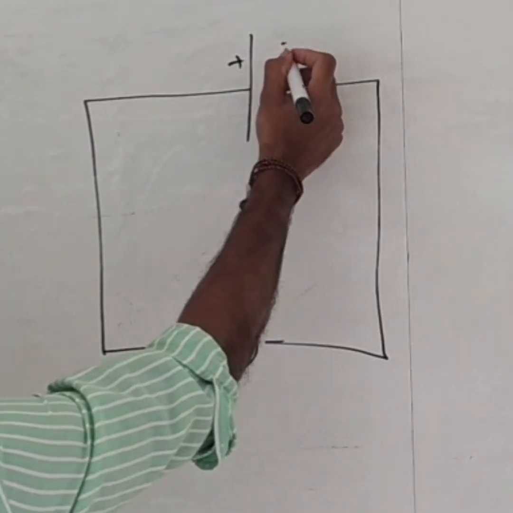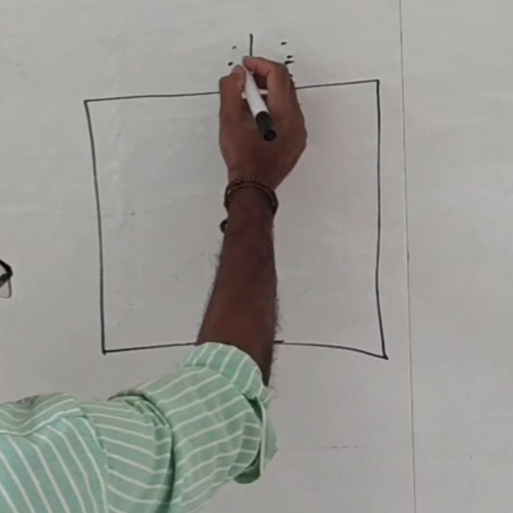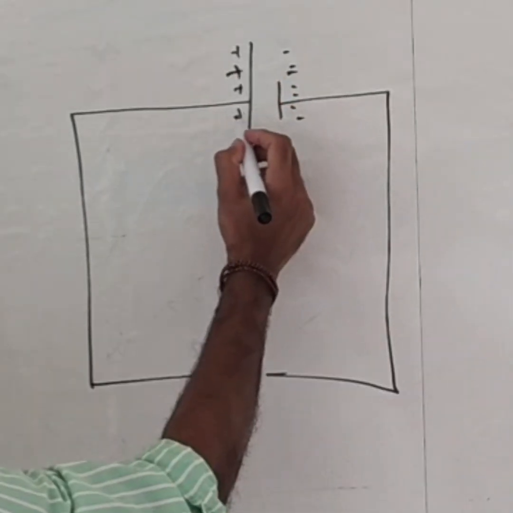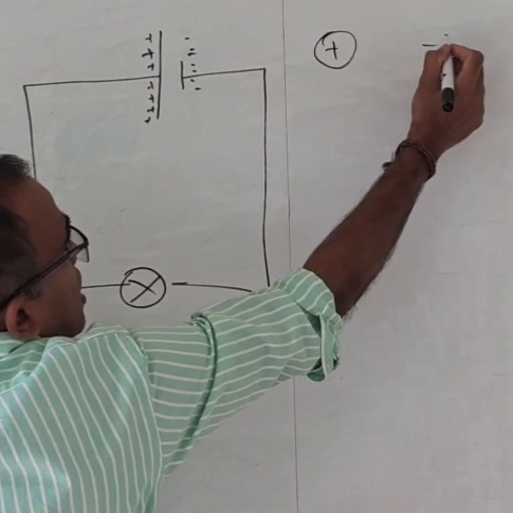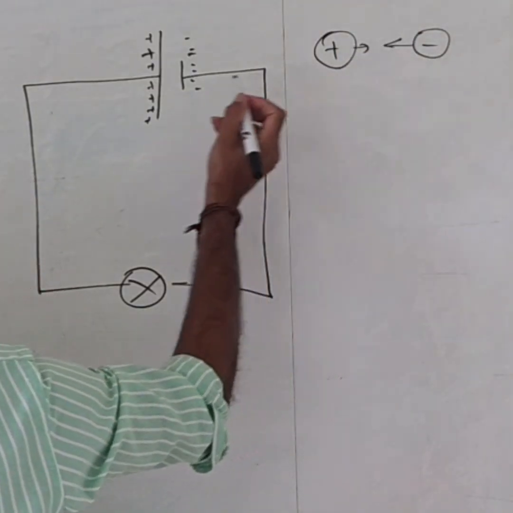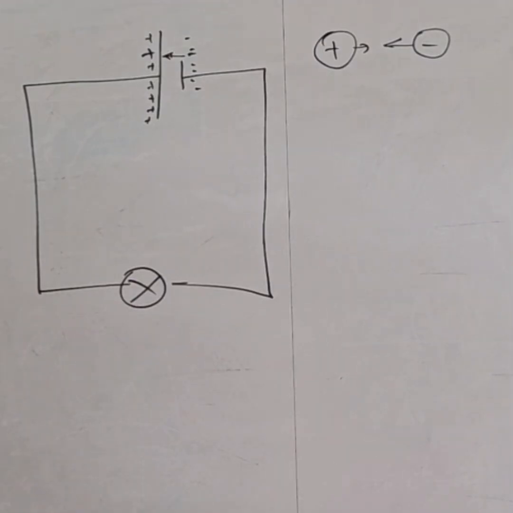Here lots of electrons are here. You know electrons have negative charge, and here we have positive ions. You already know that opposite charges will attract each other. So you may ask whether these electrons will go and reach this positive side, but it will not happen.